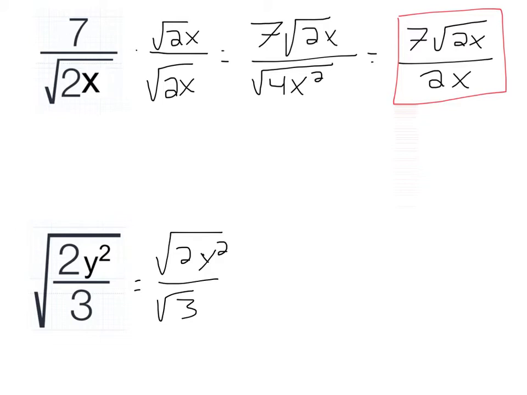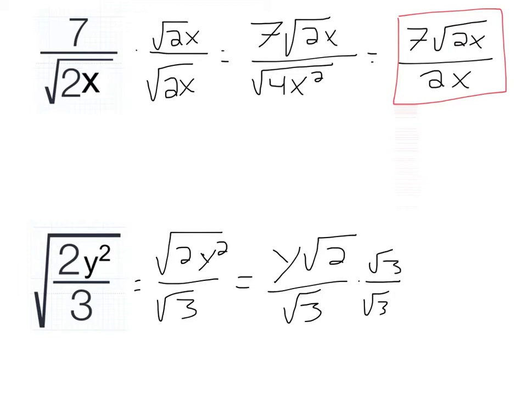And now at this point I can actually simplify before I do anything else. The square root of 2 has to stay as the square root of 2, but the square root of y squared is just y, so I can take a y and put that in front of the radical. I get y square root of 2 over the square root of 3. Now I'm going to rationalize the denominator by multiplying by the square root of 3 over the square root of 3.